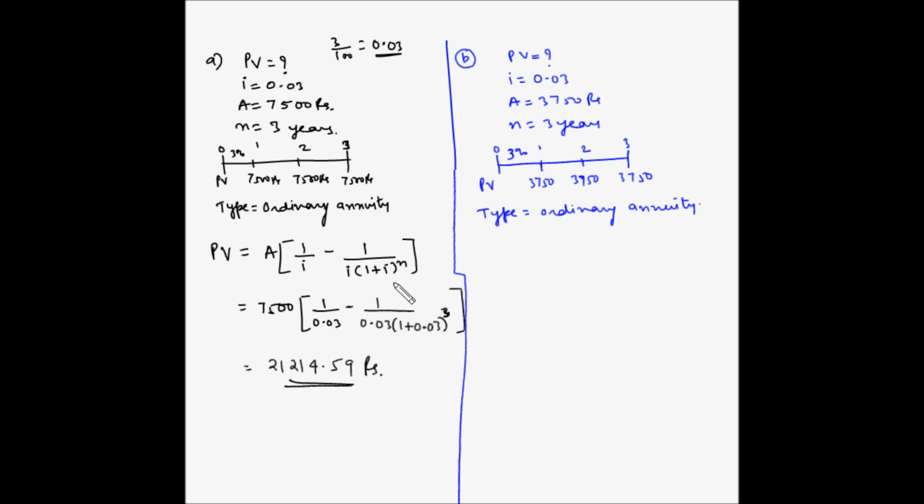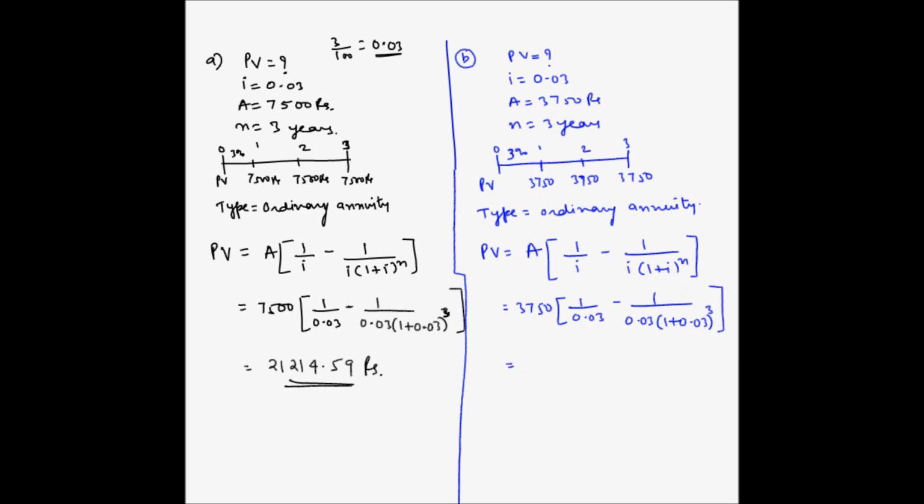So we'll be using the same formula. Present value is equal to A into 1 divided by I minus 1 divided by I into (1 plus I) to the power n. Let's plug in the values. 3750, 1 divided by 0.03 minus 1 divided by 0.03 into bracket 1 plus 0.03, n is again 3.